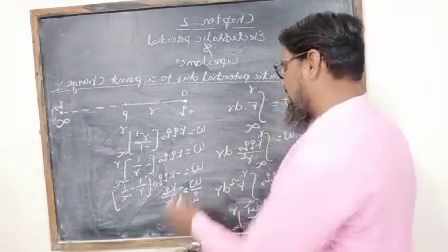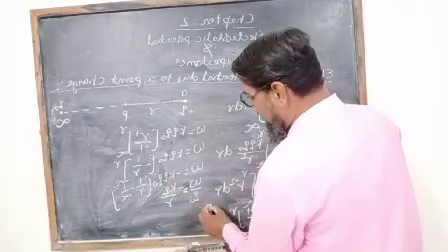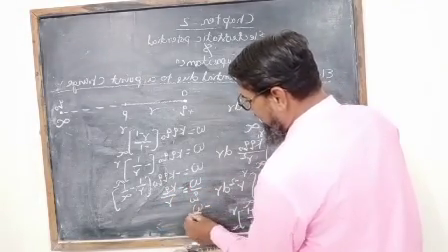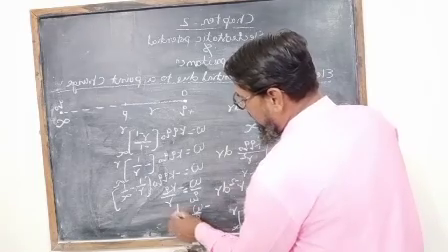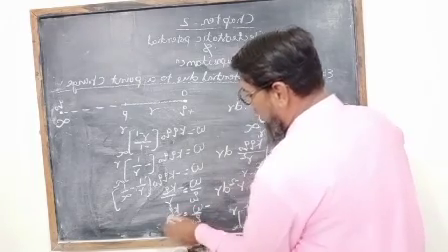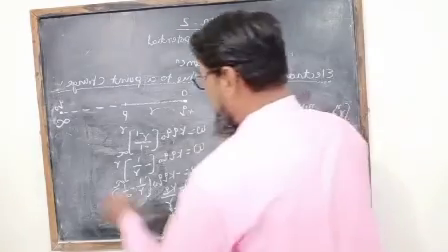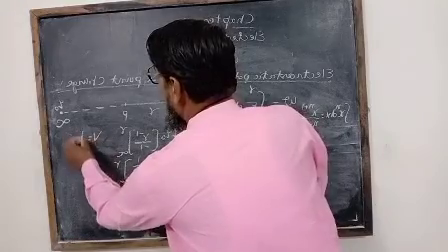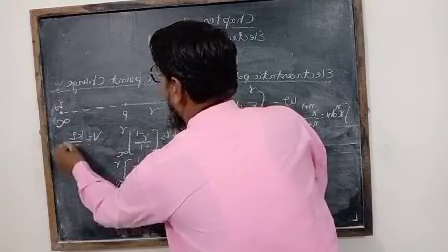We know that the work done is against the electrostatic force, so it should be negative. So minus W upon Q0 is equal to KQ upon r, and this is nothing but the potential. So V is equal to KQ upon r.